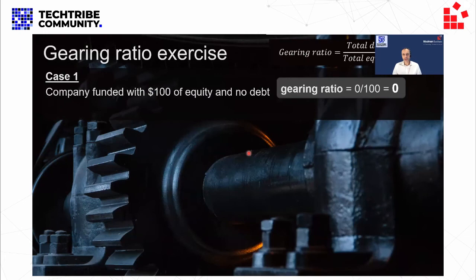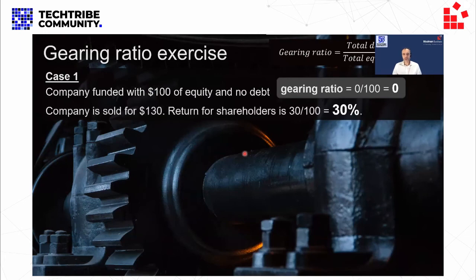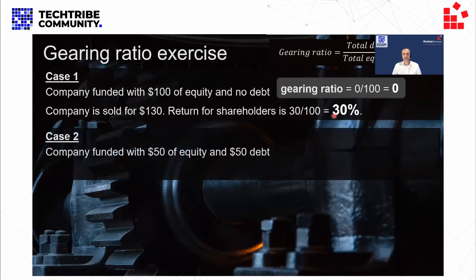If we now say that the company at some point is sold for $130, the return for the shareholders is what it's sold for minus the equity. So 130 minus 100 gives you 30. They invested 100, so a return of 30 over 100 gives you 30%. If we now say that the same company is funded with $50 of equity and $50 of debt, what is the gearing ratio in this instance?